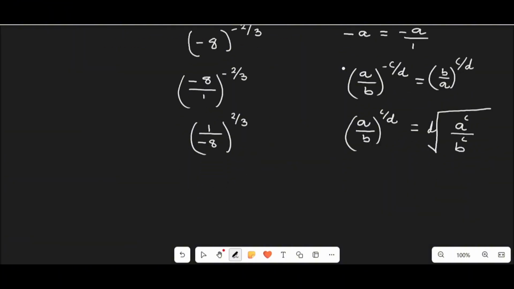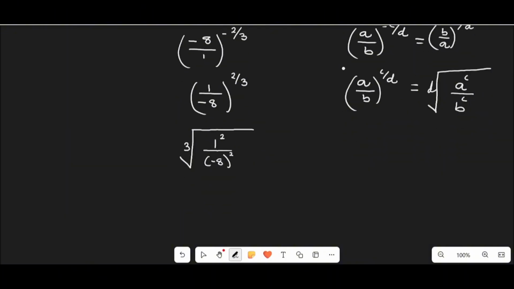So we can say cube root one raised to power 2 over minus 8 raised to power 2, and we are going to have cube root 1 raised to power 2 is 1 and minus 8 raised to power 2 is 64.